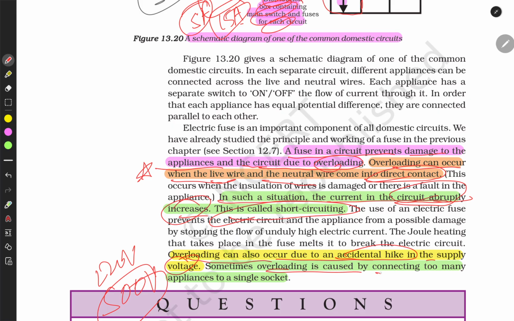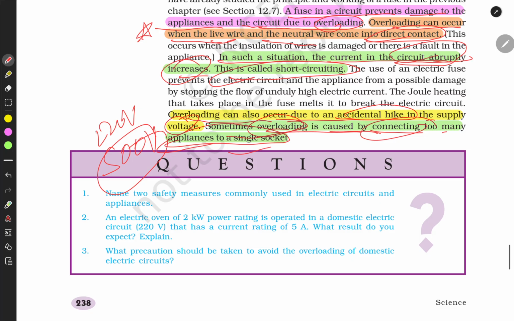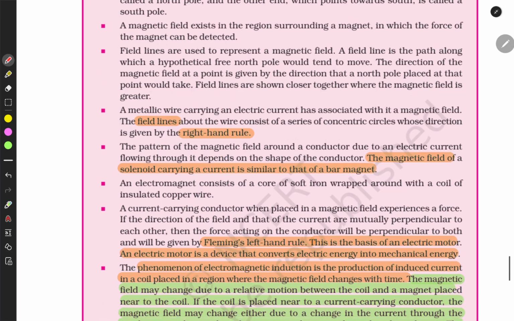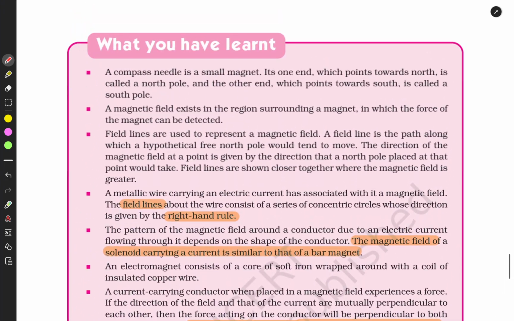Sometimes overloading is caused by connecting too many appliances in a single socket. This is also an important thing. If you try to charge or consume electricity by connecting too many appliances in a single socket, this will also create overloading. So let's quickly revise the chapter. We have almost completed it.